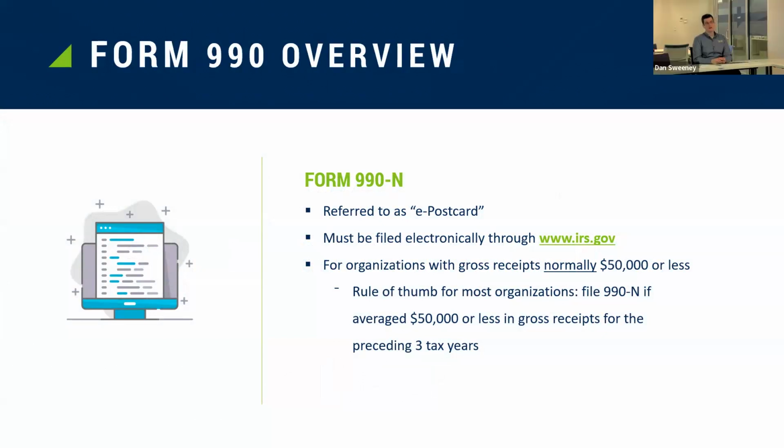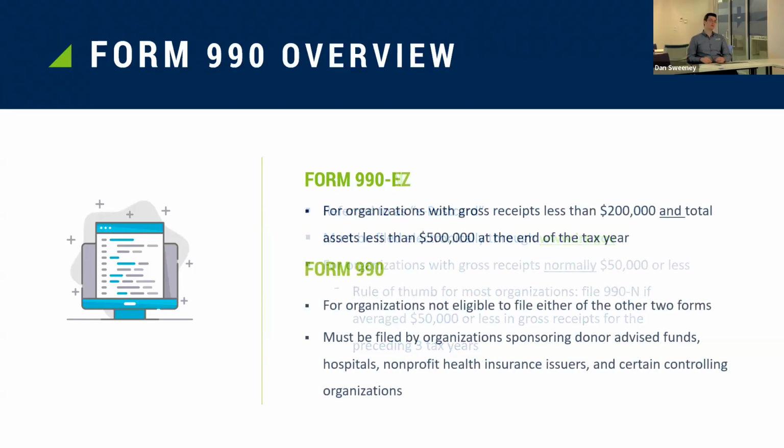And just to jump in really quickly, this e-postcard maybe takes about 5 minutes to file. So if you can qualify to do the 990N and make your life much simpler, or if you're a brand new organization just getting started out and you don't hit those gross receipts thresholds, this is a much better option that you might want to consider.